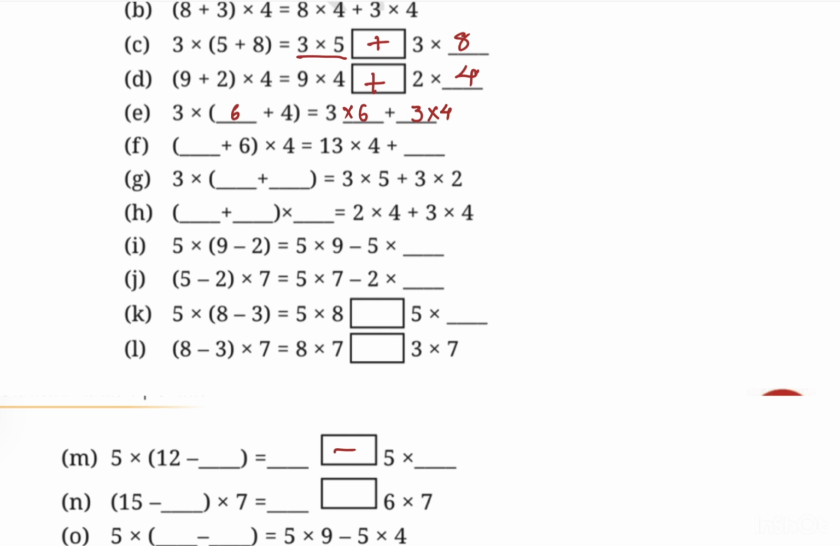Next question, first term is missing. Plus 6 multiplied by 4 is equal to 13 into 4. That is, we are multiplying these terms like this. So 13 plus 4 plus 6 multiplied by 4. So the answer here is 13.